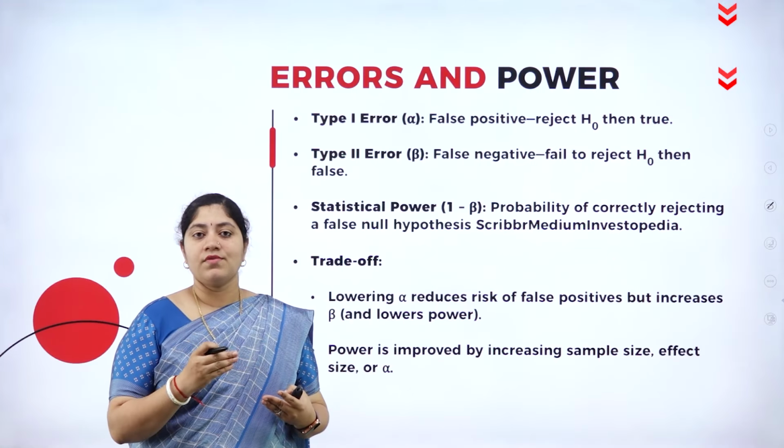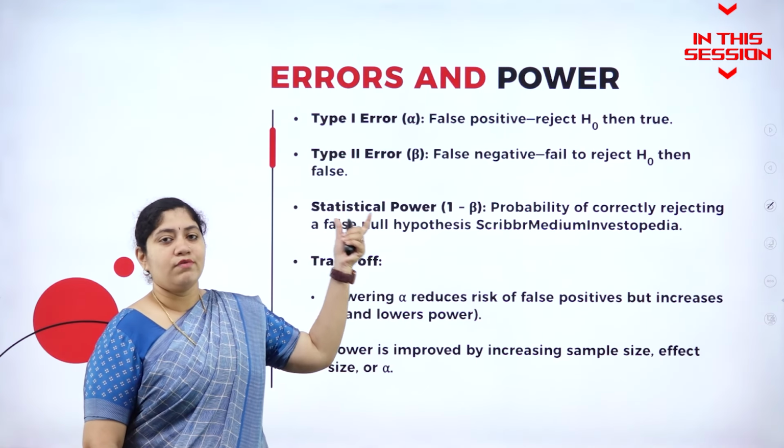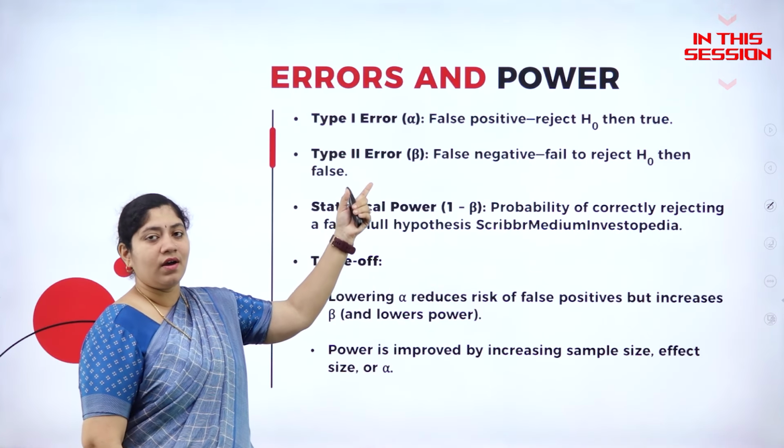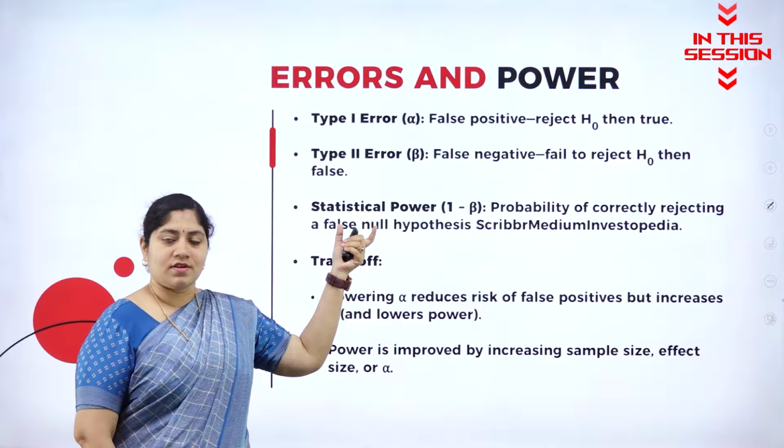We will be having two different errors, and those errors are nothing but type 1 error, which is called alpha, and the second one is type 2 error, which is also called beta error.